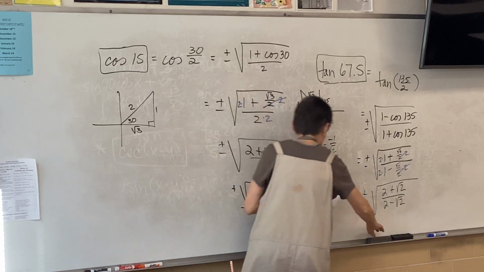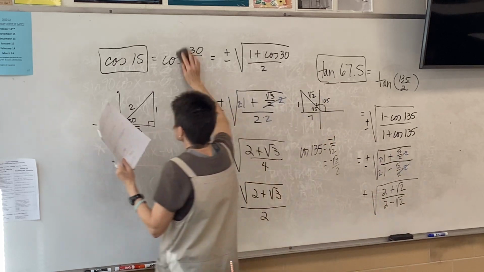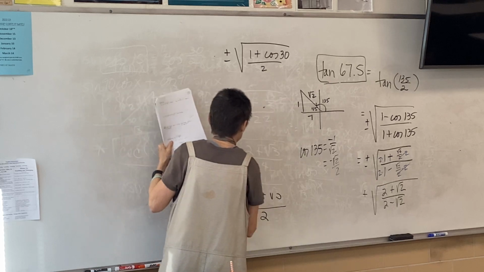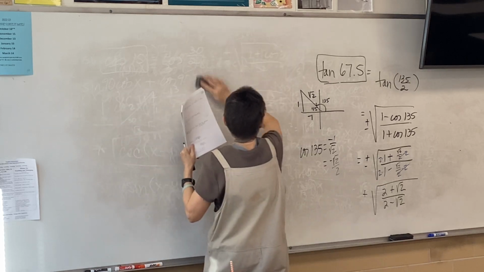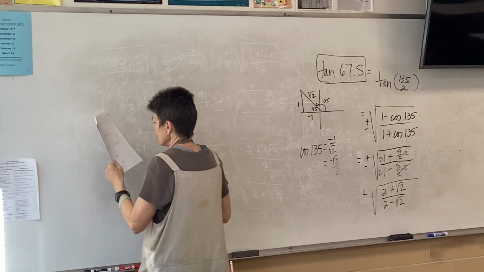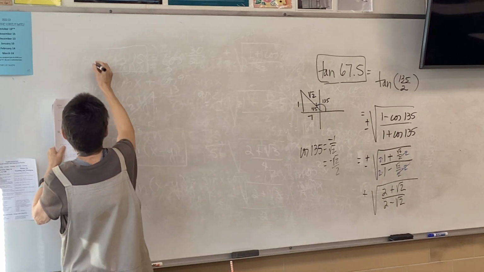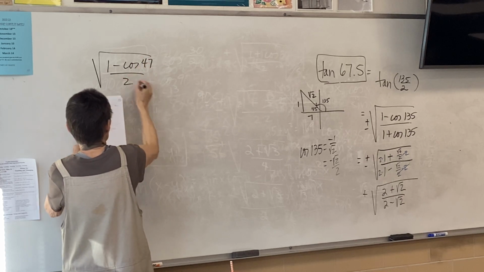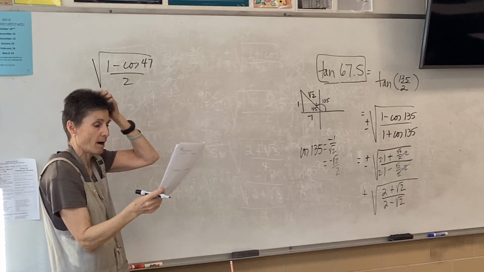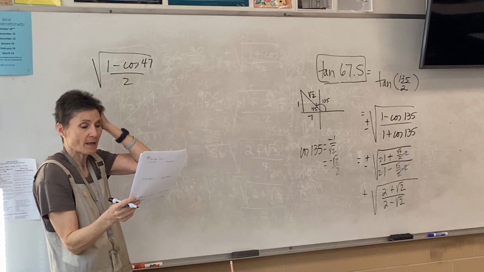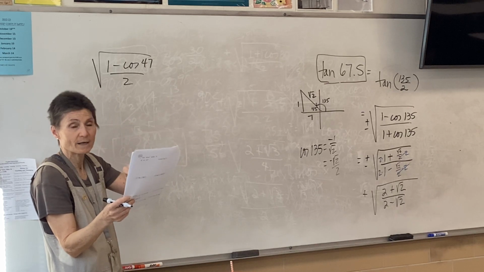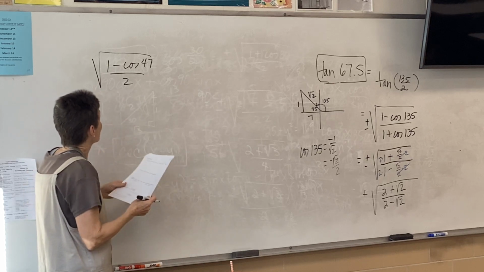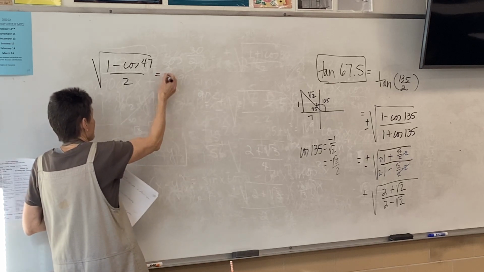All right, number 2. These are just like the ones we did before, where you have to look at your formula sheet and figure out which formula you have. So it's a square root of 1 minus cosine 47 over 2. I did a really bad job of writing this problem. Make sure that radical is supposed to go all the way down. It's supposed to go all the way down like this. Okay, so look on your sheet.